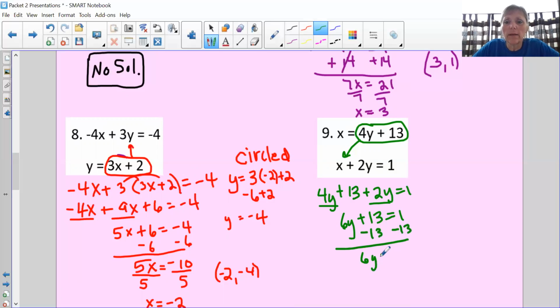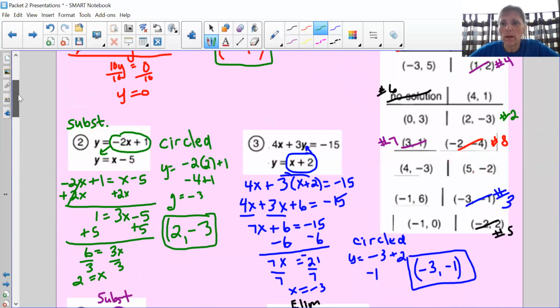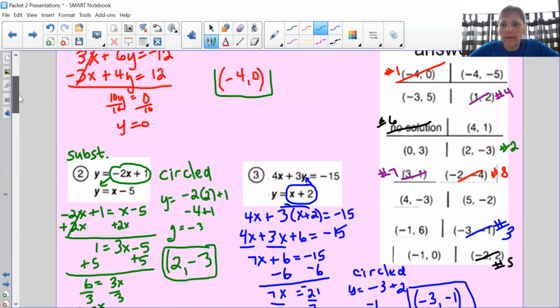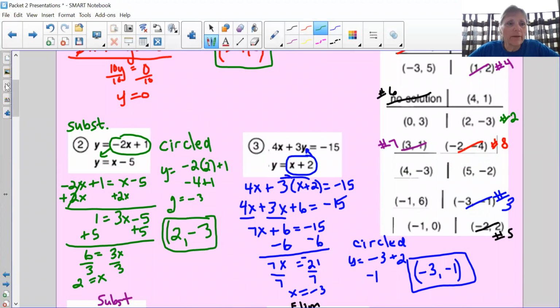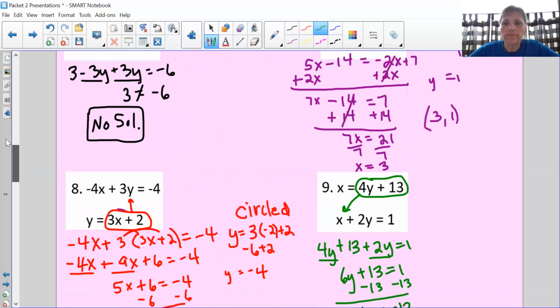6y equals negative 12, opposite signs, so I subtracted and took the sign of the larger, and then divide by 6. Y equals negative 2. Okay. I'm going to look up here. Now, this is y. So the last part of the answer is -2. Let's look and see if we can find one like that. Okay, y is -2. Okay, here it is right here, 5, -2. So we're looking for a 5 answer.